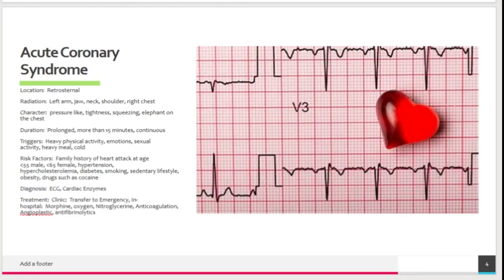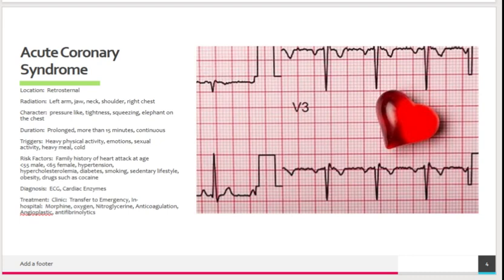We are going to talk about the acute coronary syndrome in detail. The presentation is usually retrosternal chest pain that radiates to left arm or jaw. It lasts longer than stable angina and is continuous. It can be triggered by exercise or emotions. It is very important to discuss the risk factors of acute coronary syndrome, which may include hypertension, diabetes, hypercholesterolemia, smoking, and positive family history of heart disease.